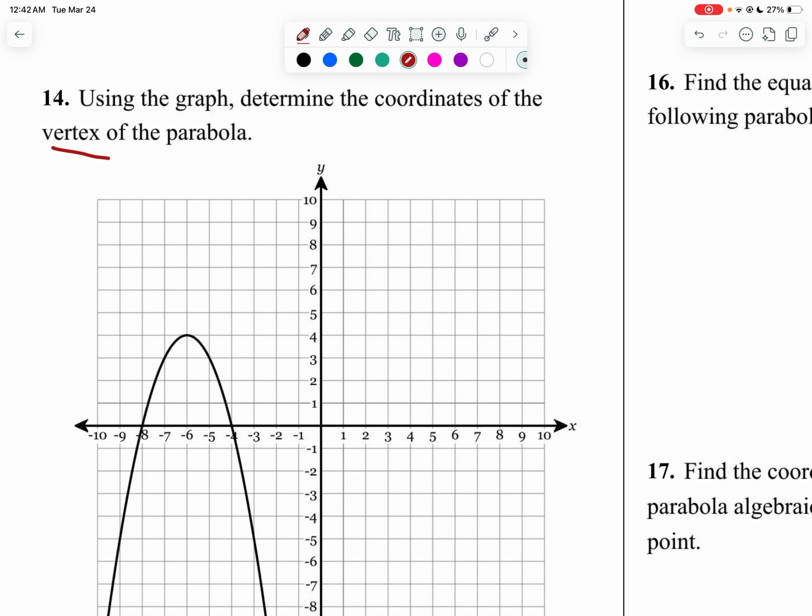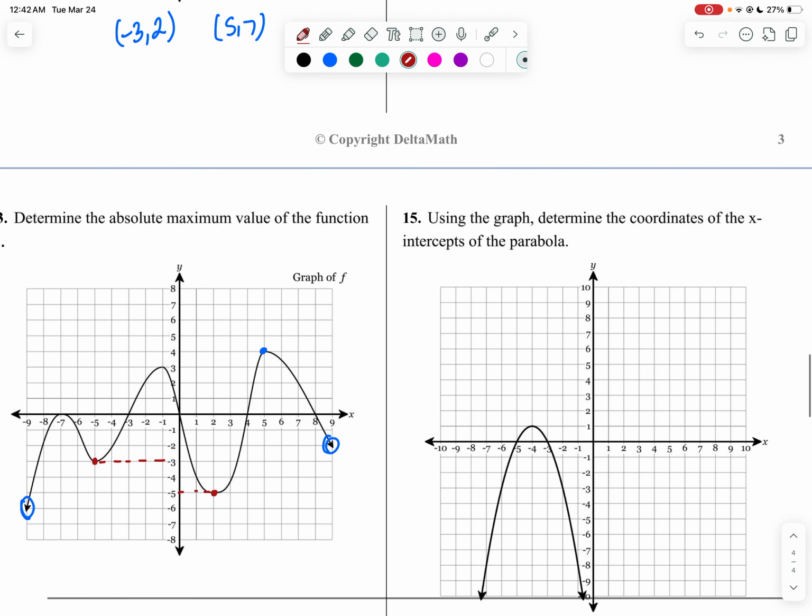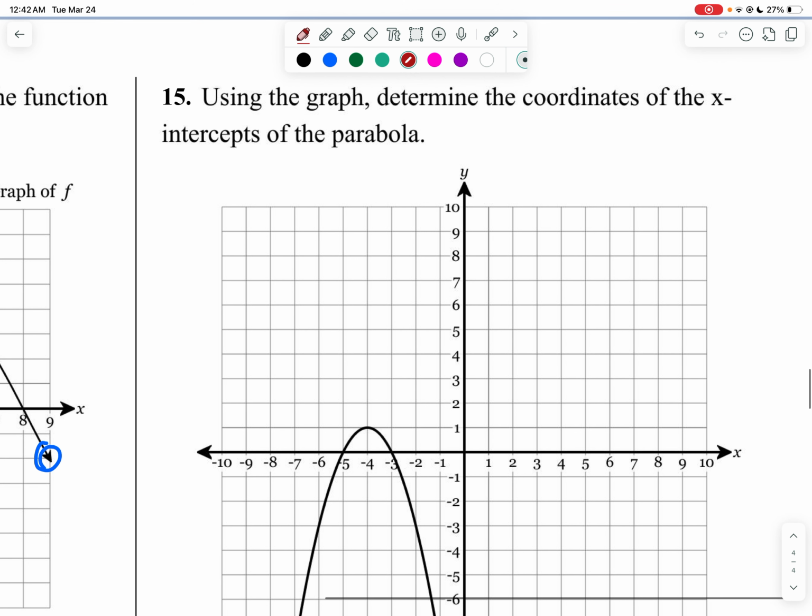Okay, vertex of the parabola, you should know this back in Math 1, it's just going to be the highest or the lowest point. So that would be negative 6, 4. It is a coordinate, so make sure that you give me a coordinate. Determine the x-intercepts. So your x-intercepts are when we have an intersection or a cross over the x-axis. That's going to be for negative 5 and negative 3.